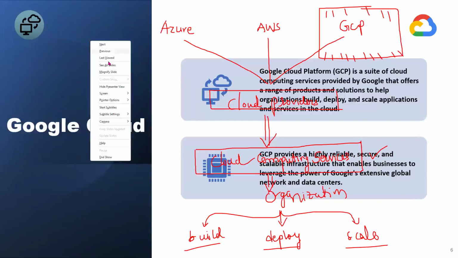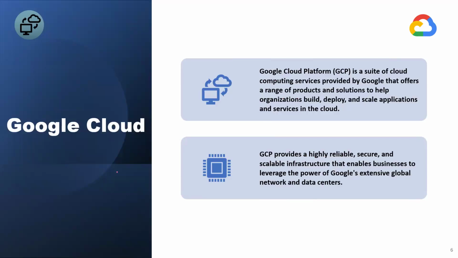I hope this is clear. So you can come to this slide and you can see the definition. Google Cloud Platform is a suite of cloud computing services. A suite means a pool, right? A suite means many. They are provided by Google and offer a range of products and solutions to help the organizations to build, deploy, and scale the applications and services in the cloud. So it offers plenty of products and solutions for the organizations to build their application, deploy their application, and scale their applications in the cloud.